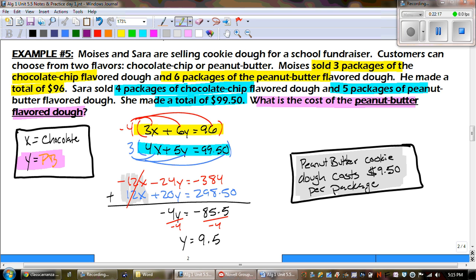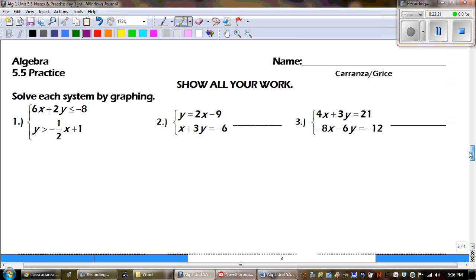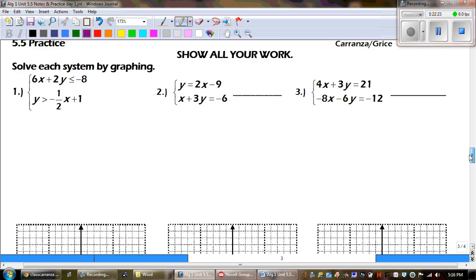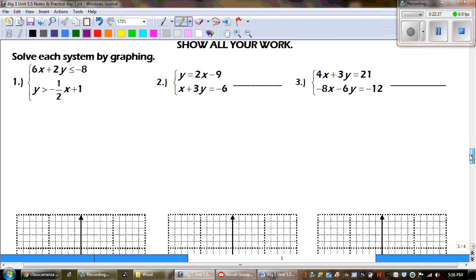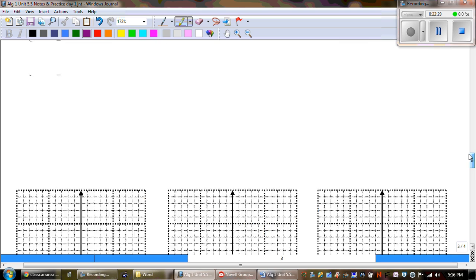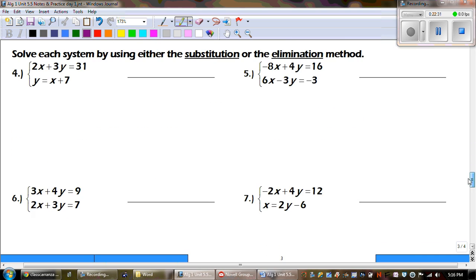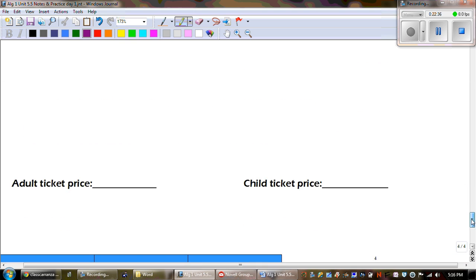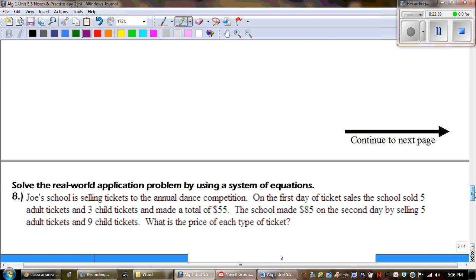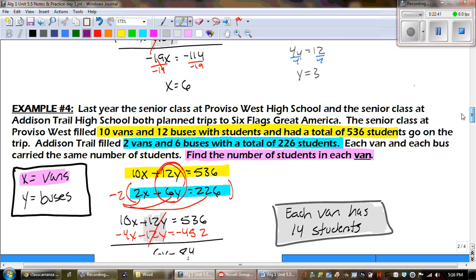Right, guys. Well, that's it for Algebra 1, Unit 5.5 Notes, Day 1. Remember, your homework is the 5.5 practice, and it looks like we're reviewing some inequalities, graphing systems. We're talking about using substitution and elimination, and then we've got real-world application on the back.